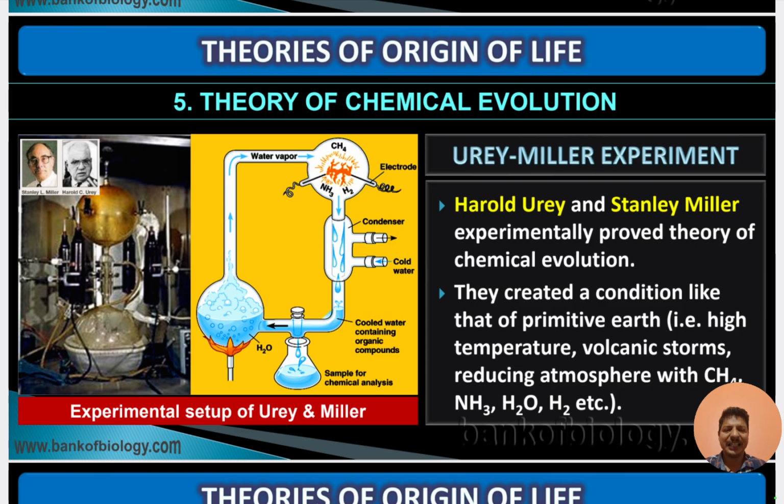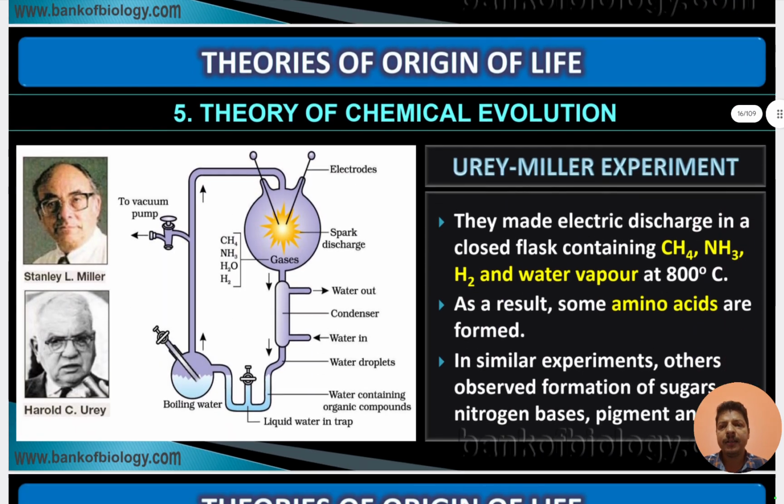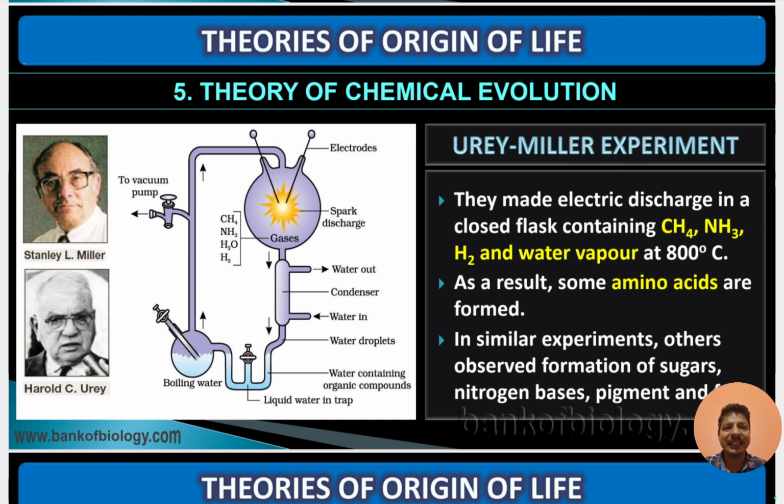Then the Urey-Miller experiment. Harold Urey and Stanley Miller experimentally proved the theory of chemical evolution. They created conditions like those of primitive Earth, that is high temperature, volcanic storms, and a reducing atmosphere with CH4, NH3, H2O and H2, etc. Then they made an electric discharge in a closed flask containing CH4, NH3, H2 and water vapor at 800 degrees Celsius. As a result, some amino acids are formed.